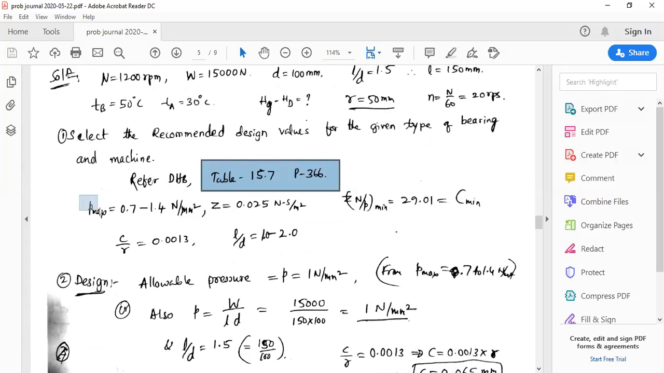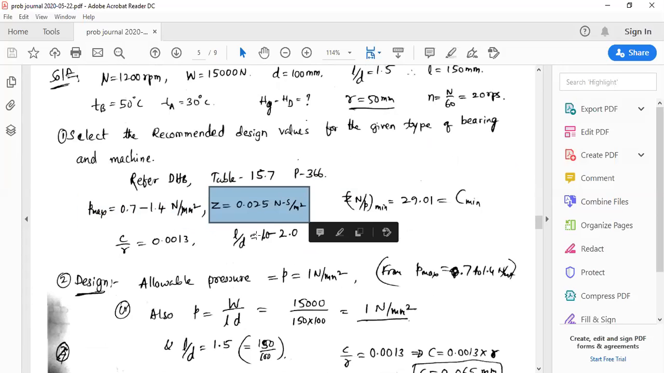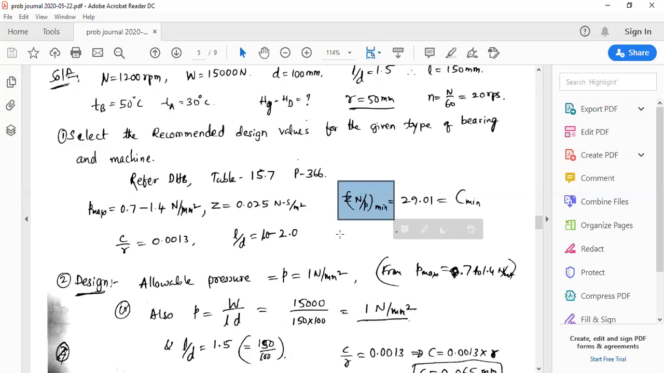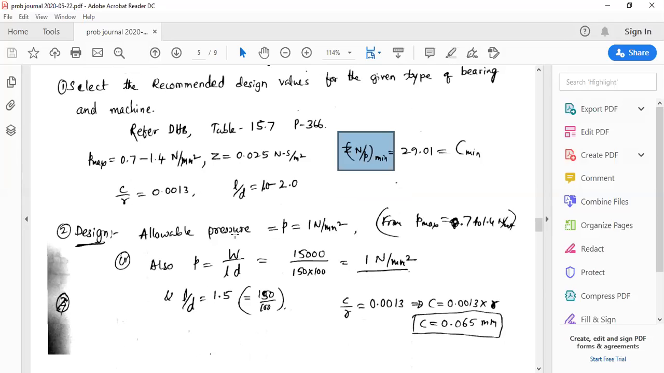The first parameter is the maximum pressure, given in the range 0.7 to 1.4 Newton per mm square. Then the absolute viscosity Z is given as 0.025 Newton second per meter square, also noted from the data handbook table. And ZN by P, which is also called the bearing modulus, has a minimum recommended value of 29.01. The value we adopt should be more than 29.01.